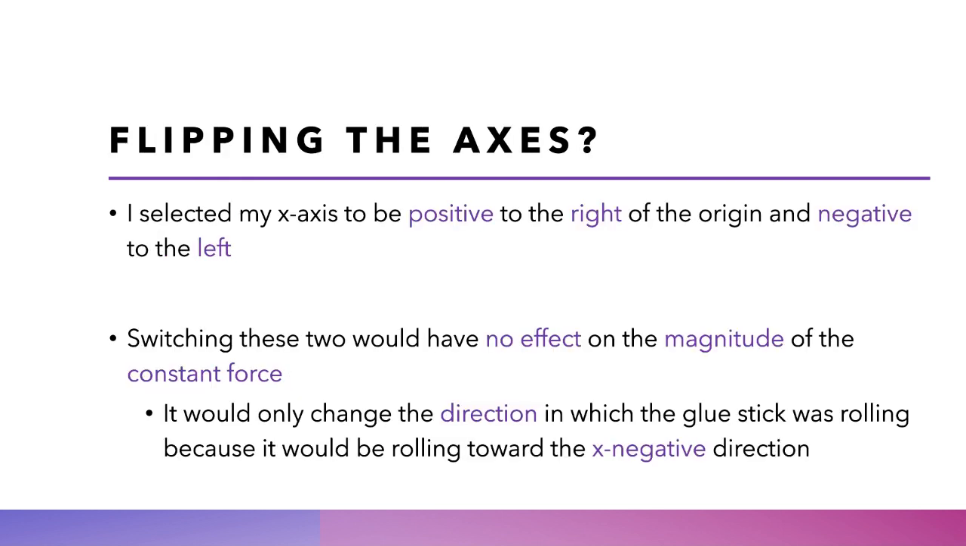Now, what would happen if you were to flip the axes? I selected my x-axis to be positive to the right and negative to the left. Flipping that would not affect the magnitude of the constant force. The only thing that would be changed would be the direction, because the glue stick and the computational model would have been moving in the negative direction.